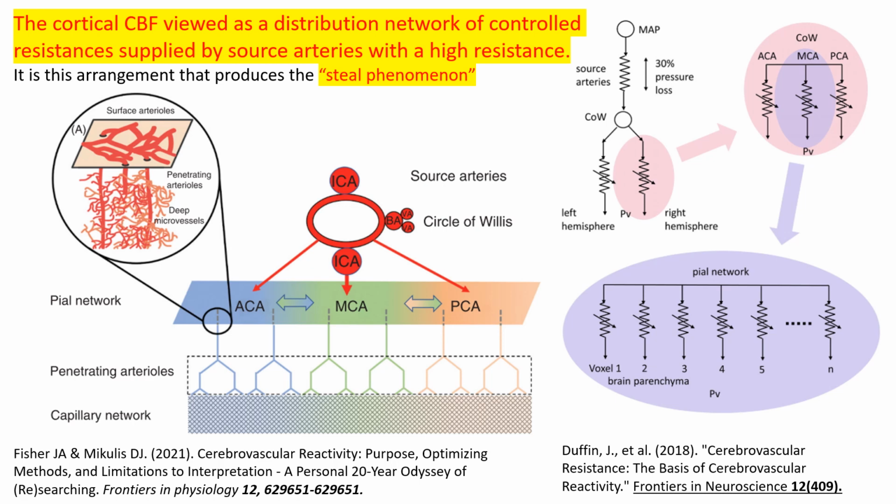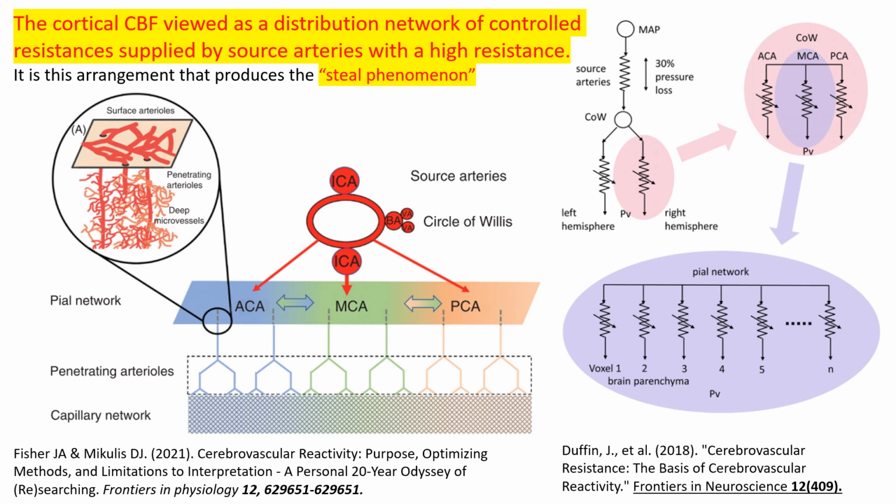On the right, this distribution system can be viewed using a hydraulic analogy as a flow resistance network, with resistance controlled by changing the vessel diameter via the smooth muscle lining vessels. Note the high resistance of the major supply arteries, producing 20 to 30% of the total pressure loss as blood transits the brain.